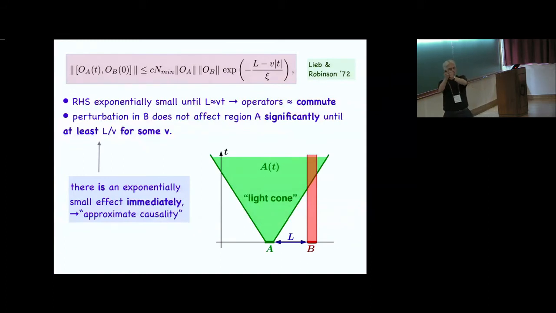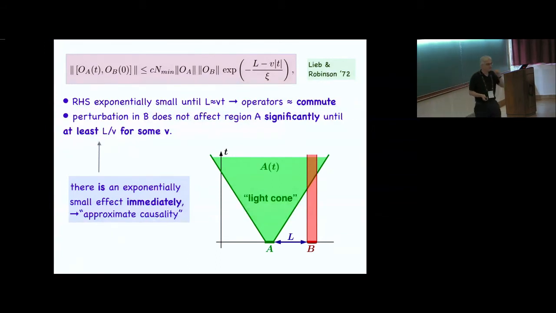Now, this looks like everything is causal in quantum mechanics, right? Because you make a perturbation here, and then you have to wait quite some time before you feel its presence over here. So it looks like quantum mechanics is perfectly causal. This is, of course, not true, because there is an exponentially small effect immediately. Immediately you start feeling the perturbation; it's just that its effect is exponentially suppressed in the separation. So you could say quantum mechanics in this sense is approximately causal.